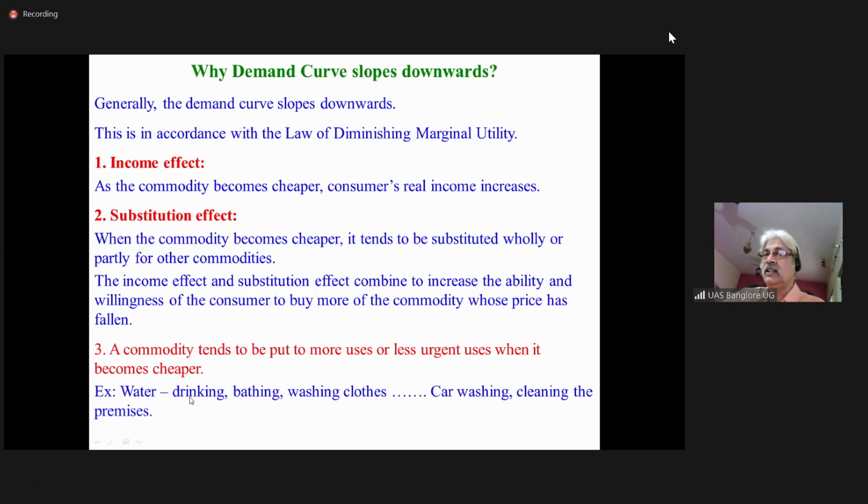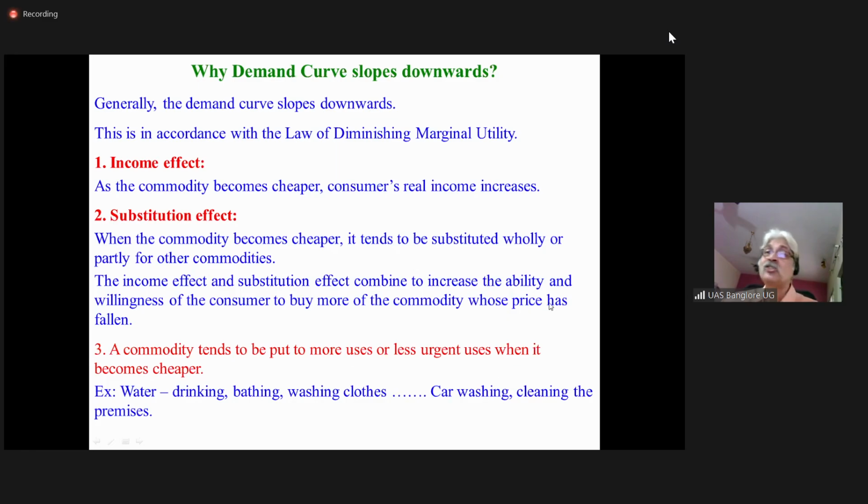Example, water. Usually the main uses are drinking, taking a bath and washing clothes. Suppose the water prices come down and water becomes cheaper. Then you'll use plenty of water for washing the car every day. Otherwise, you'll wash only once a week or maybe once in 2 weeks. But if water becomes cheaper, then every day you'll start washing the car and cleaning the premises. You wash the compound, everything.